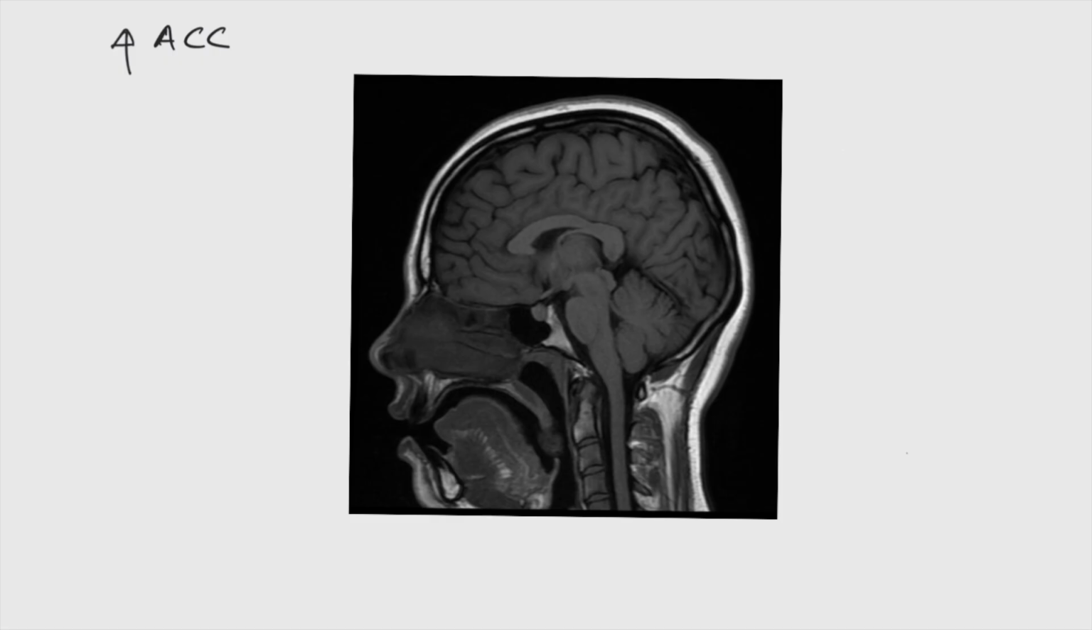When you look at the sagittal section of the brain, first locate the corpus callosum. That's a white matter tract that connects the two halves of the brain with each other. Just above the corpus callosum, you have the cingulate cortex, that is in green. The anterior one-third of the cingulate cortex is the anterior cingulate cortex.